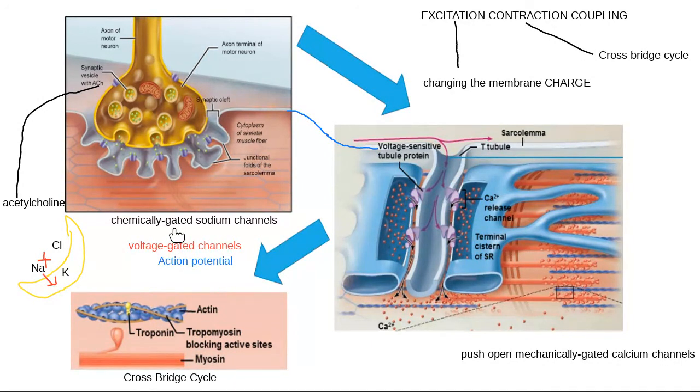The chemical that starts this process is acetylcholine. The neuron spits out acetylcholine, opens up these little channels, and a little bit of sodium comes in. That little bit of sodium opens up the voltage-gated channels. The voltage-gated channels move the charge all across the membrane until we get to those T-tubules. When that charge gets into the T-tubule, it changes the shape of the voltage-sensitive protein that pushes on my mechanically gated calcium channels.